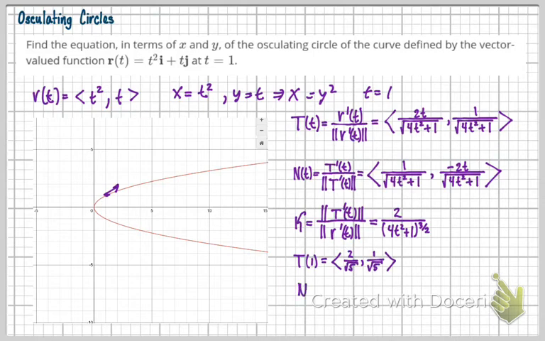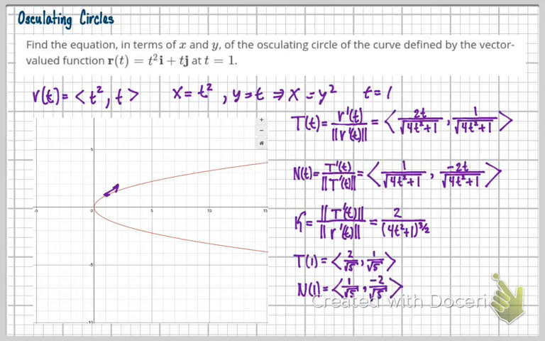And then for N(1), the next one, I'm going to plug in 1 for every t. So for the first one, that's going to be 1 over the square root of 4 times 1 squared plus 1. So that ends up being 1 over the square root of 5. And then for the second piece, I have that negative. Again, I put a 1 there and a 1 there, so that's going to be negative 2 over the square root of 5.